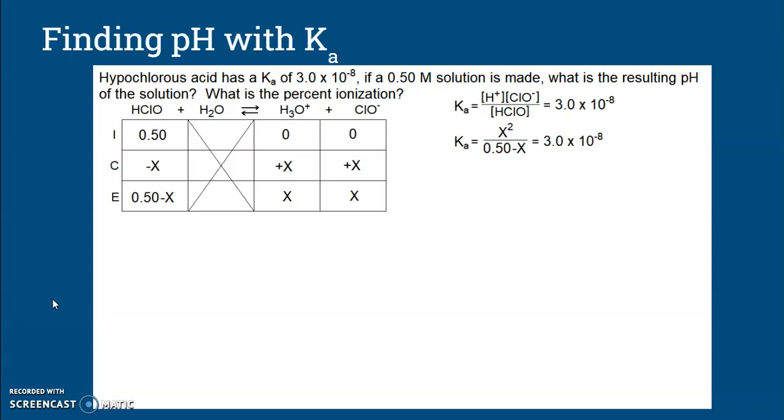Now, again, being a weak acid, we know there isn't a whole lot of ionization that happens, so the amount of HClO that is actually going to dissociate is very little relative to the amount that we started with. So we can go ahead and assume that we can ignore that X on the bottom. So we're going to call it just 0.5, because again, there's so little, it's such a small percentage, which is where we're going to get to in the end.